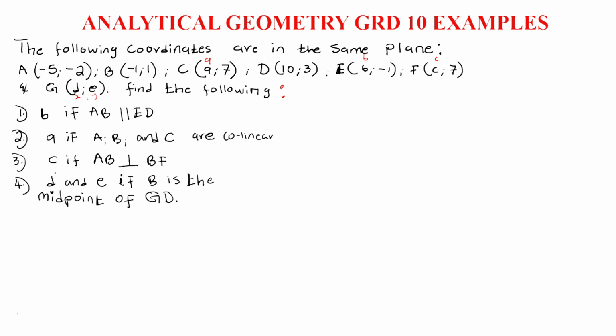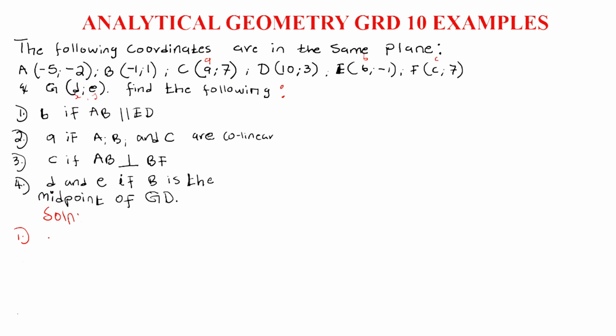Let's do our solutions here. Okay, let's do our solutions. Number one, it says that we need to find B if AB is parallel. Okay, if line AB. So what does this mean?